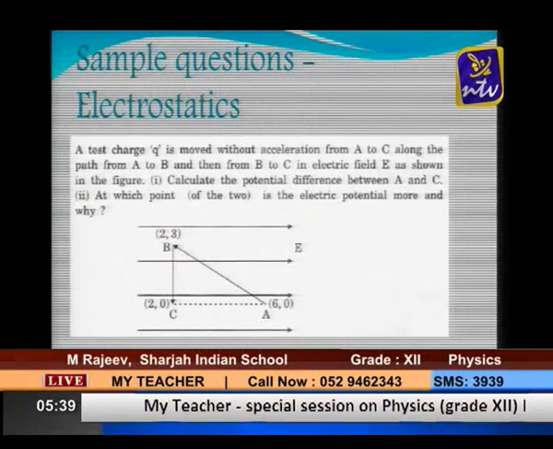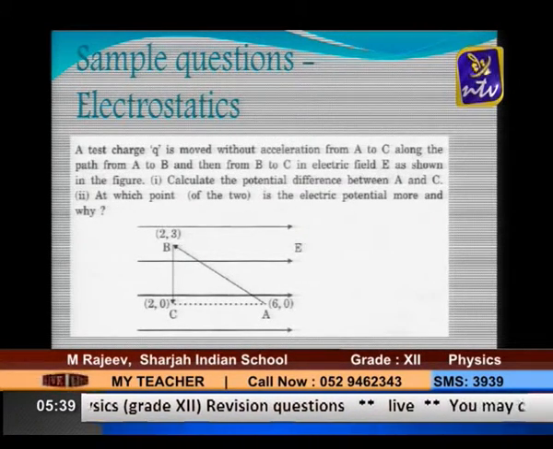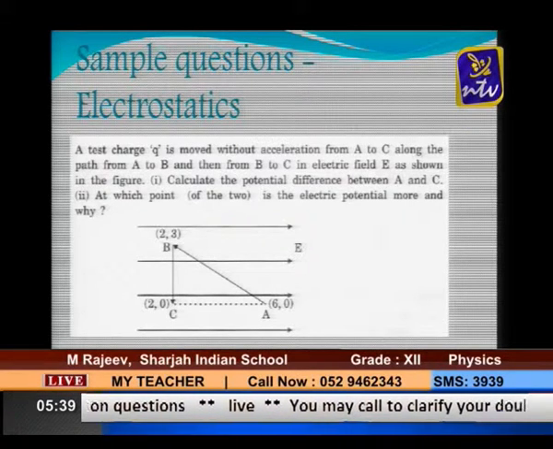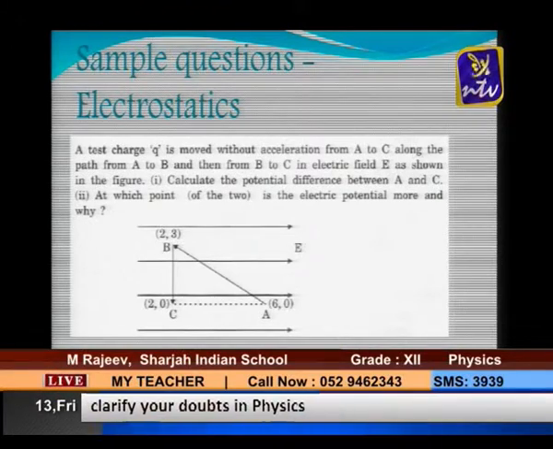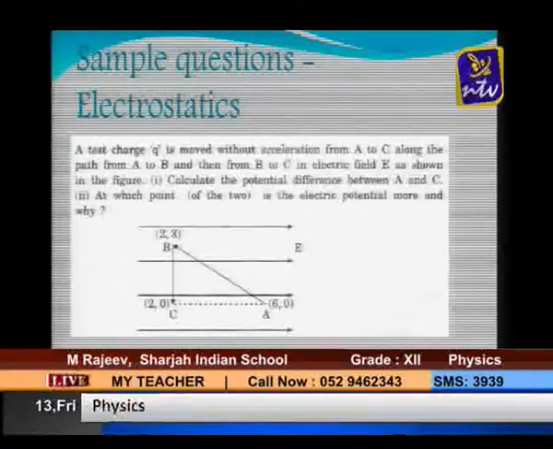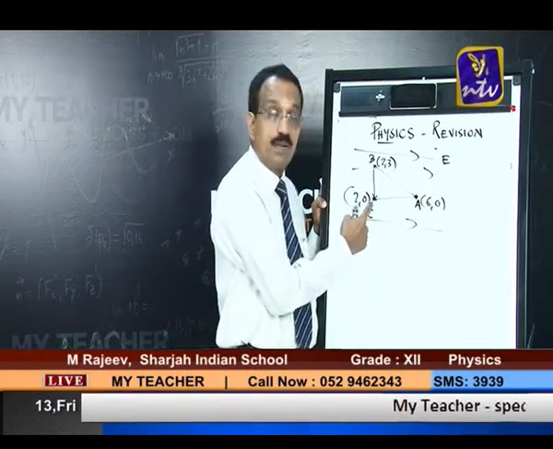Two things you could find out. Calculate the potential difference between A and C. Potential difference between A and C. Now you look at the board. Okay, look here. The potential difference between A and C is the first question.